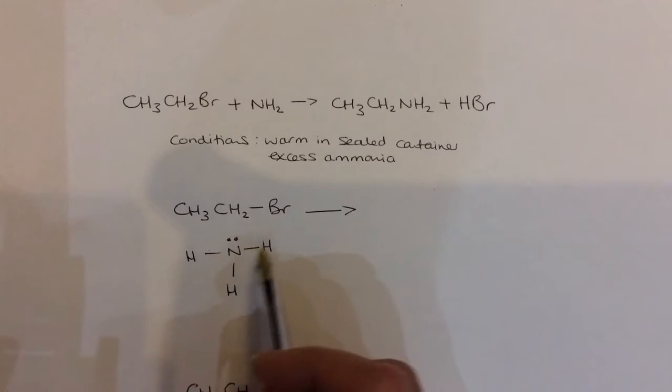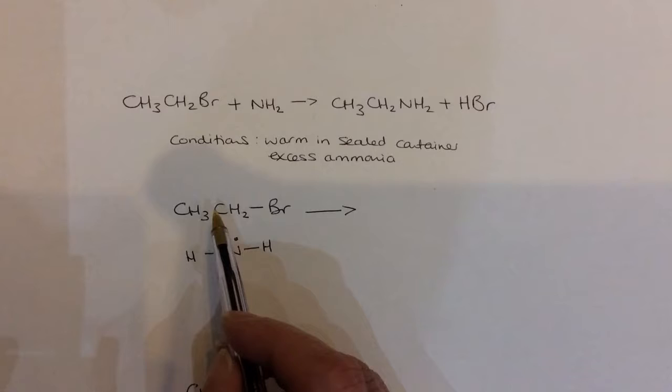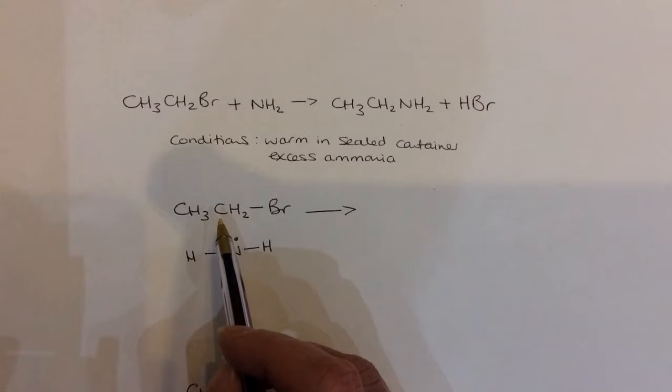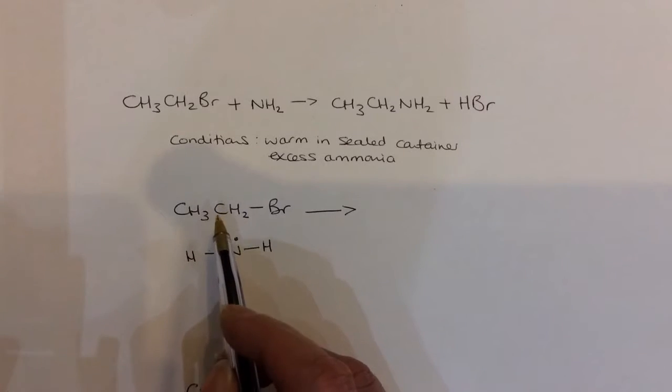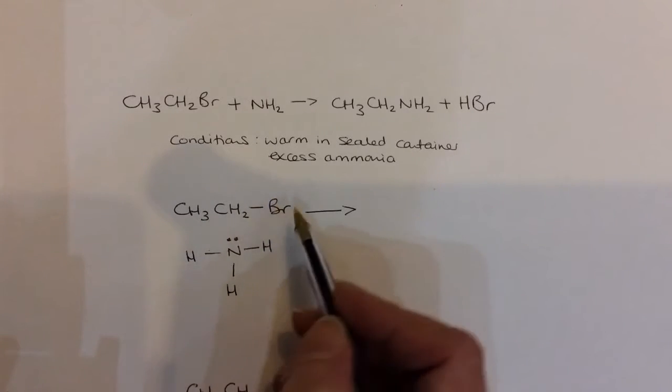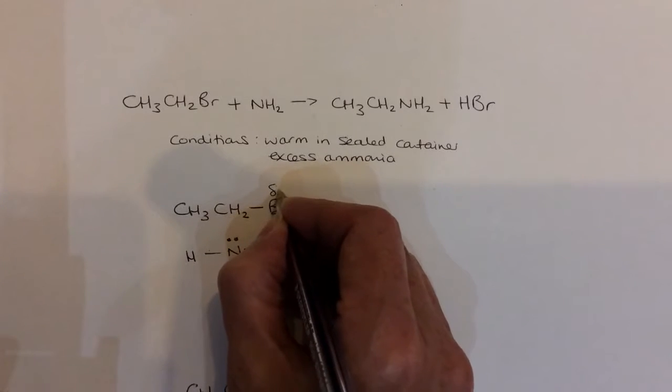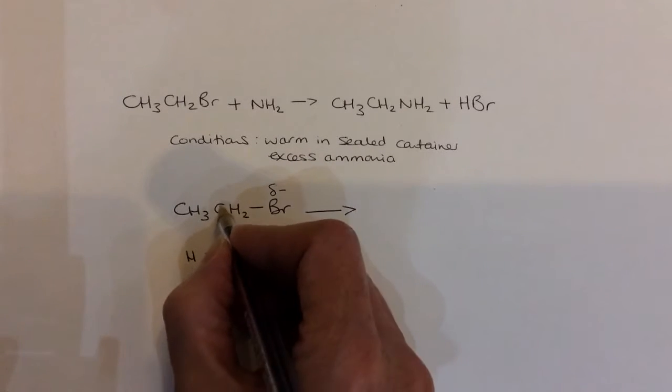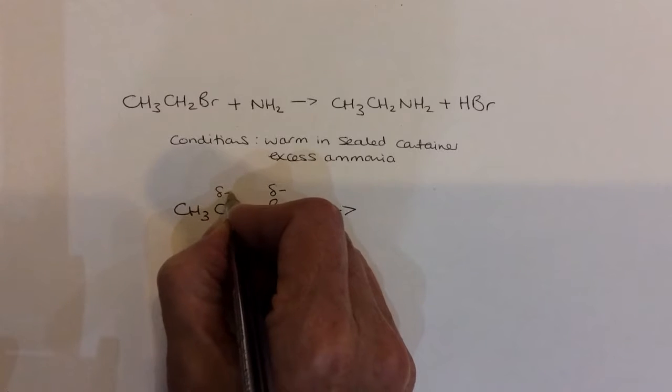If we have a look at the mechanism for this, then first of all we'll need to put on the delta plus and delta minus. You should remember that bromine is more electronegative and will therefore have the delta minus, which therefore means that the carbon will have the delta plus.